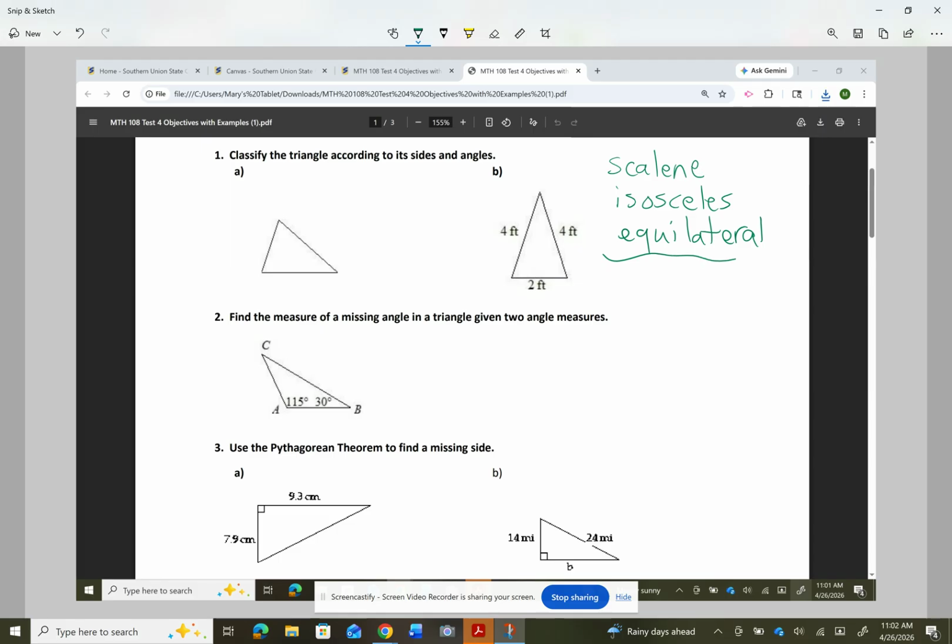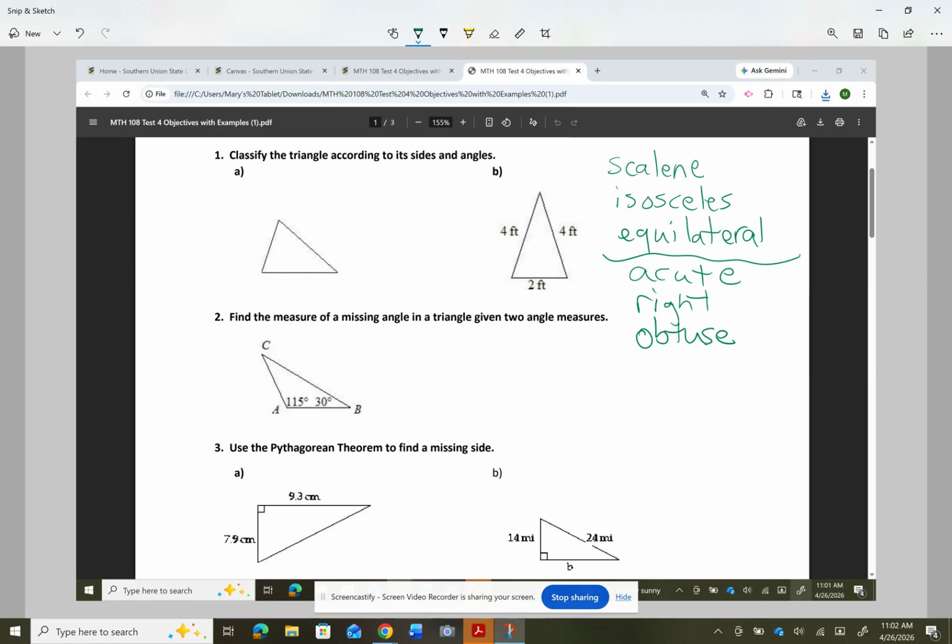All right, then in terms of angles, you have the option of acute, all less than 90. Right means you got a 90-degree angle. And then obtuse means there's an angle that's bigger than 90 degrees.